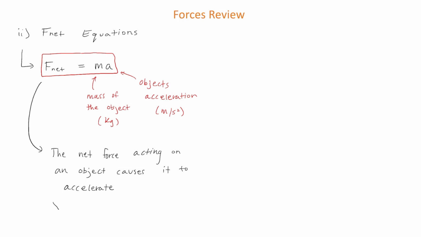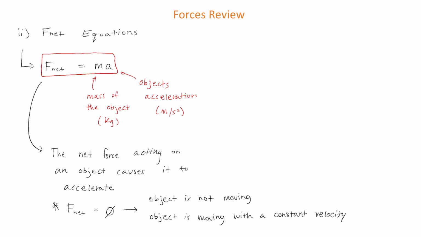But also remember that the net force can equal 0. And that occurs when the object is not moving or the object is moving with a constant velocity. So if the object is accelerating, Fnet is equal to ma. But if the object is not moving, or the object's moving with a constant velocity, Fnet is equal to 0.